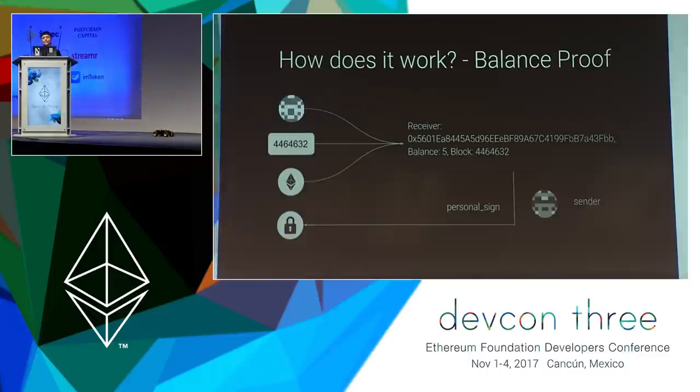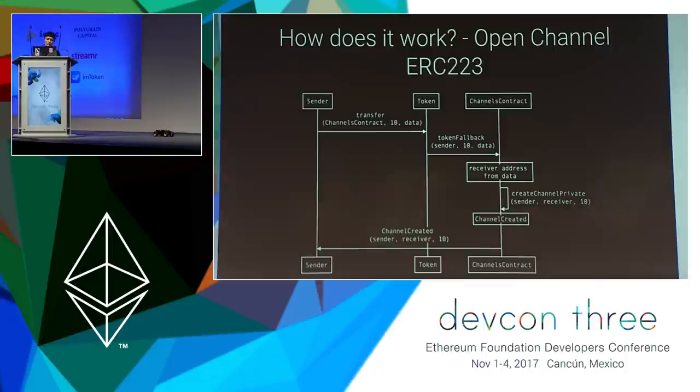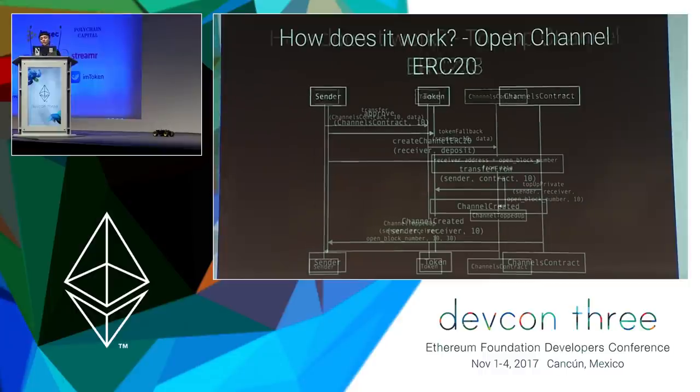What is the last balance proof? It's basically a message signed by the sender, which contains the current balance, the block number, and the receiver's address. The micropayment works like this. The sender sends all this data along with his signature to the receiver. The receiver provides the resource and also saves this signed balance proof. We also support the ERC-223 standard, along with ERC-20, for opening a channel and depositing tokens, because ERC-223 offers us the possibility of consuming less gas, because we only do one transaction instead of two for approving and opening a channel.